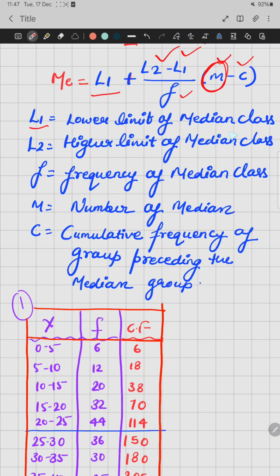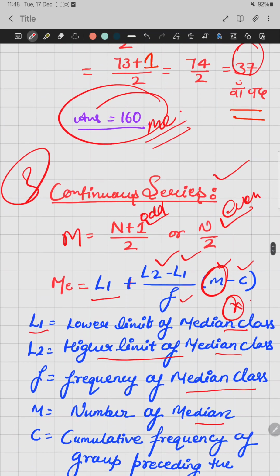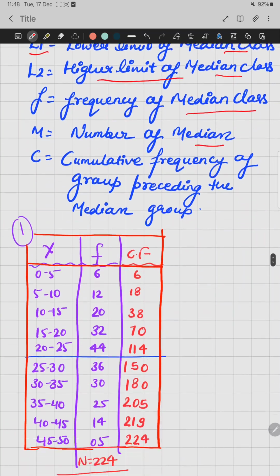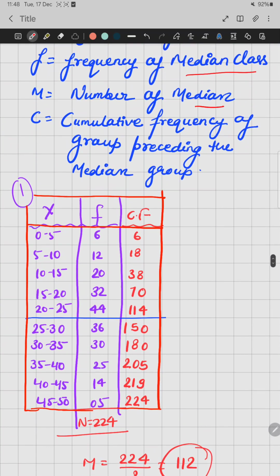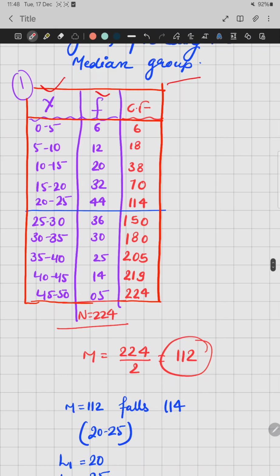L1 is the lower limit of the median class. L2 is the higher limit of the median class, which is in the x, right? F is the frequency of the median class. M is the number of median and C is the cumulative frequency. Number of median means what you get from n plus 1 by 2 or n by 2, that will be your m. C is the cumulative frequency of the group preceding the median group. Here you have the CF given, I'm sorry for the voice.